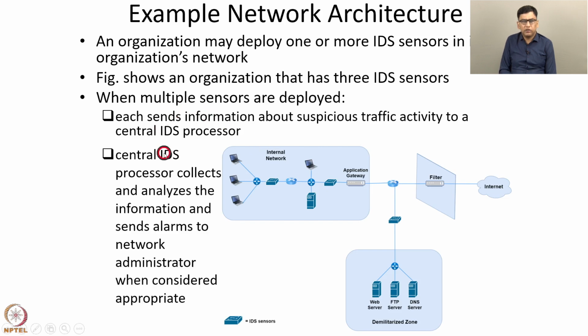The central IDS processor collects and analyzes the information from all the IDS sensors and sends alarms to the network administrator when it is considered appropriate. So the IDS processor analyzes the information that it gets from all the IDS sensors spread throughout the network. So that provides an exhaustive picture of the activity that's happening in the network. If it detects some suspicious activity, then it sends an alarm to the network administrator, and the network administrator can then take appropriate actions.